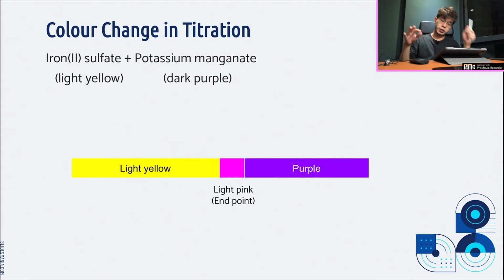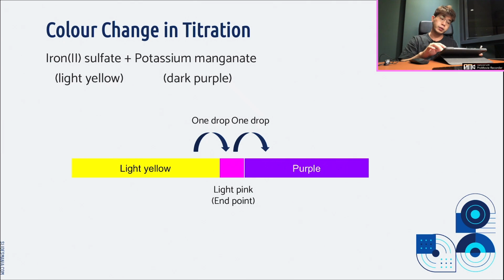So I repeat, before it's light yellow, beyond is purple, and the end point will be light pink. Taking note, it takes only one drop to turn from the yellow to the pink, and then it only takes another drop to turn from the light pink to the purple. But what we want is actually the light pink.